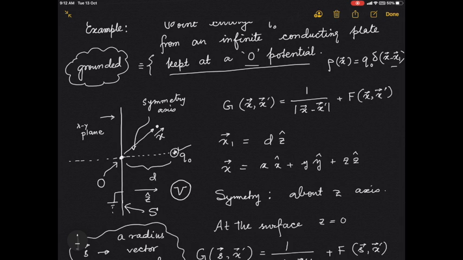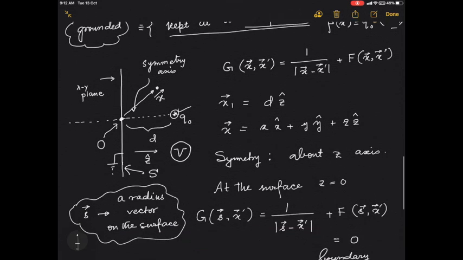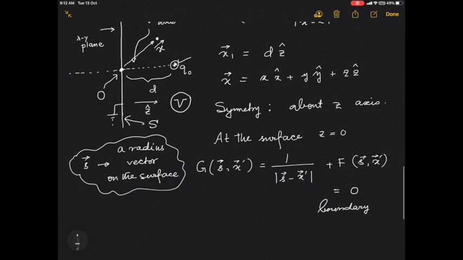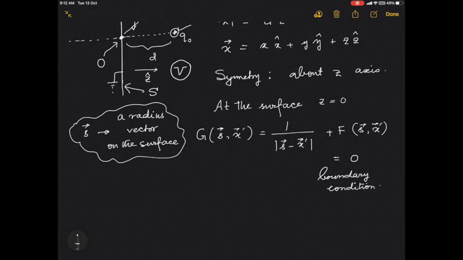I know what is the value of phi in my original problem. It is given to be 0 at the conducting plate. So that corresponds to a Dirichlet boundary condition. Even if I am using a Dirichlet Green's function, this is equal to 0 at the boundary. Now for this case, it is easier if I use a guess to find the form of F.